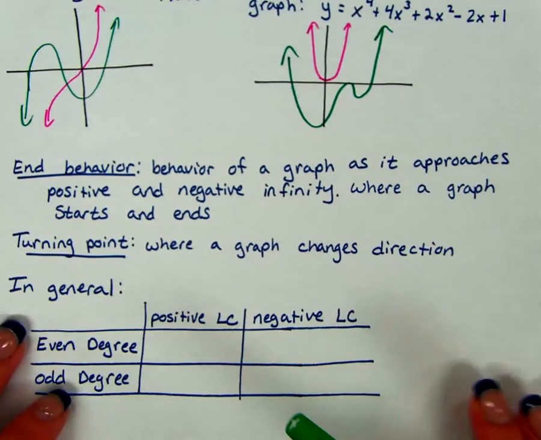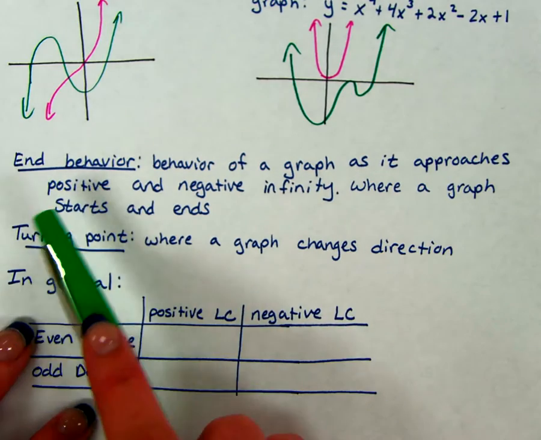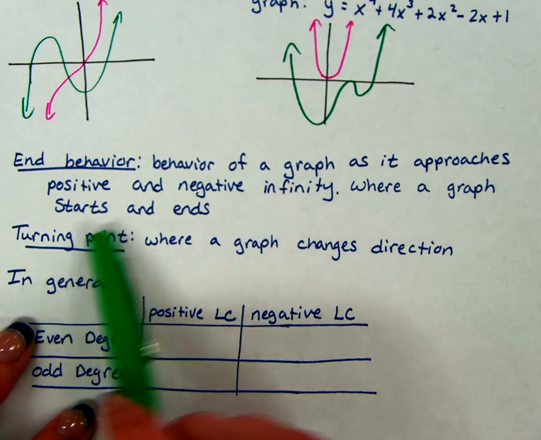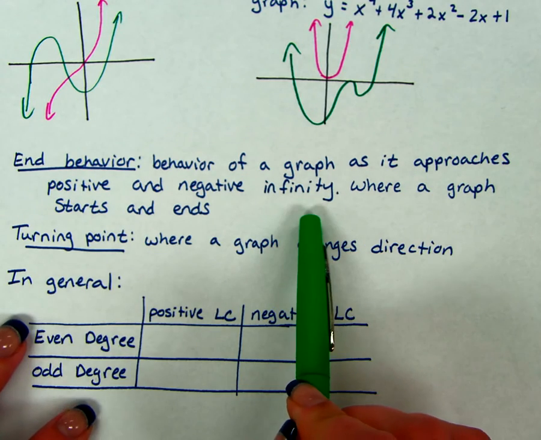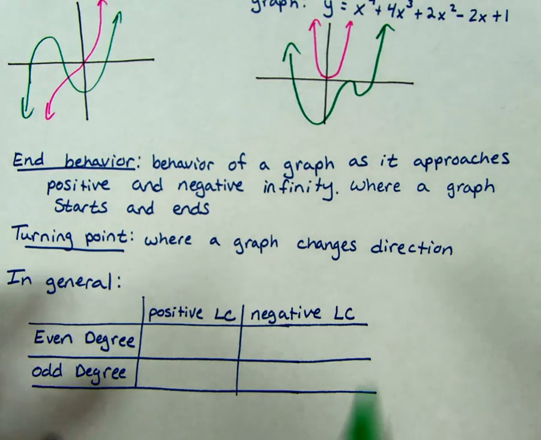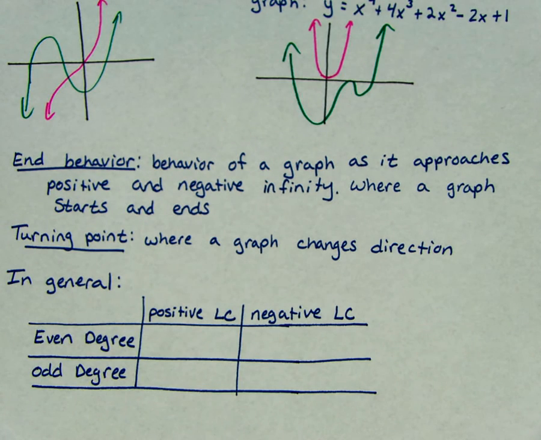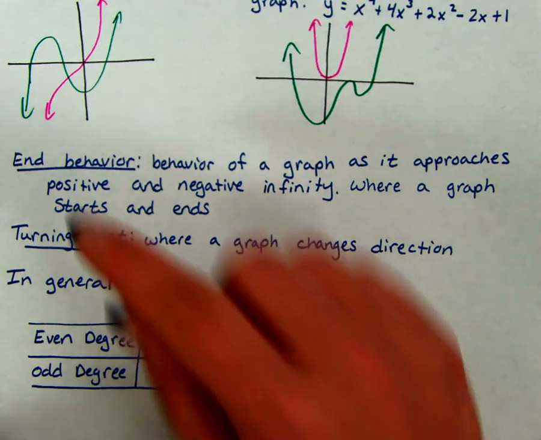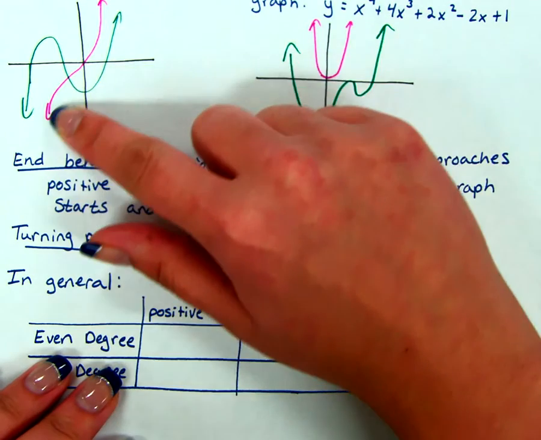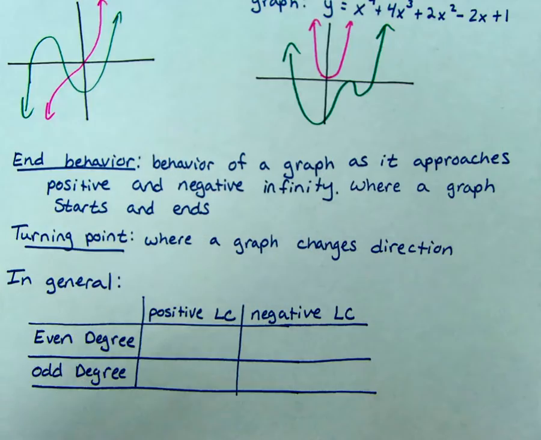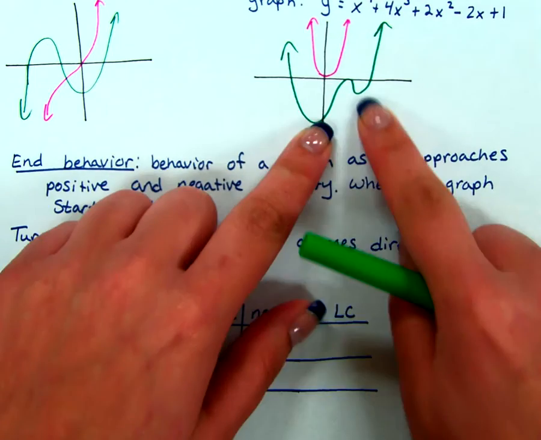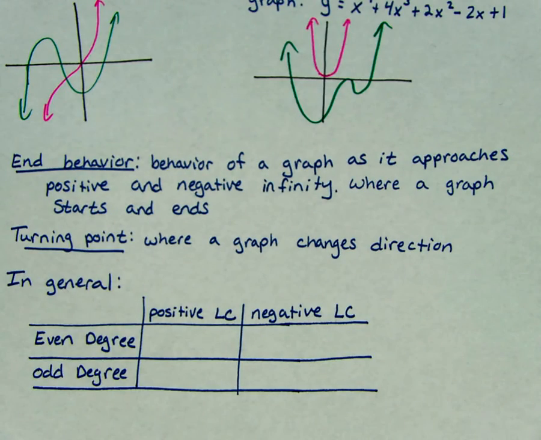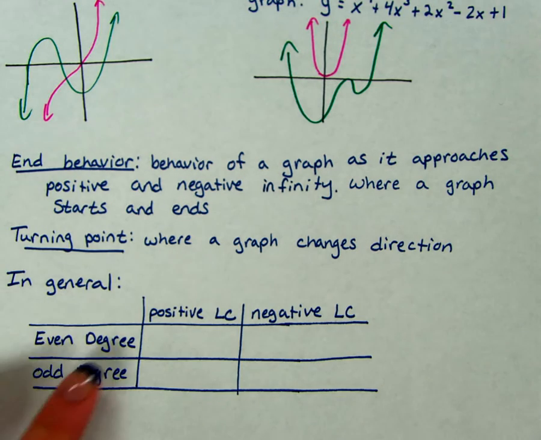Now again, the end behavior is just describing where your graph starts and ends. So we're talking about as it approaches positive and negative infinity. The turning point is where our graph changes direction, so your slope has to change from positive to negative or negative to positive. So when we're looking at this parent function, there are no turning points in it. So sometimes the graph will not have turning points. Sometimes it will have 2. Sometimes it could have 3. And again, our even degree, those are going to start and end in the same spot for the end behavior.